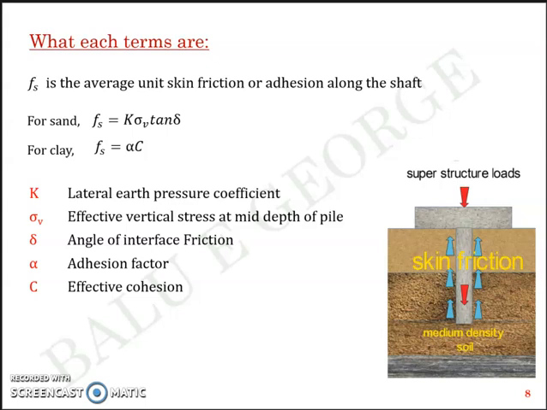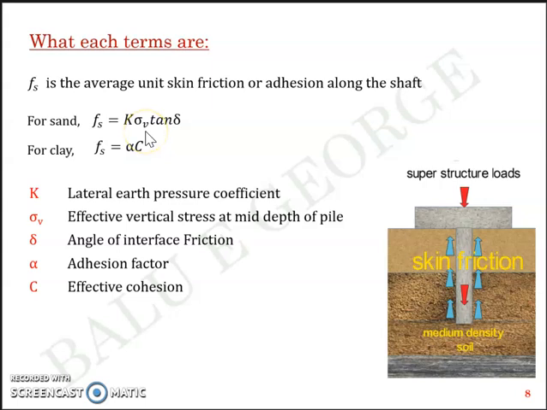Now, we later on discussed what fs is. In case of sand, fs is equal to K sigma V tan delta, as you can see in this equation. And in case of clay, you can have alpha into C, where alpha is the adhesion or the reduction factor for adhesion. C is the cohesion in kilonewton per meter square.